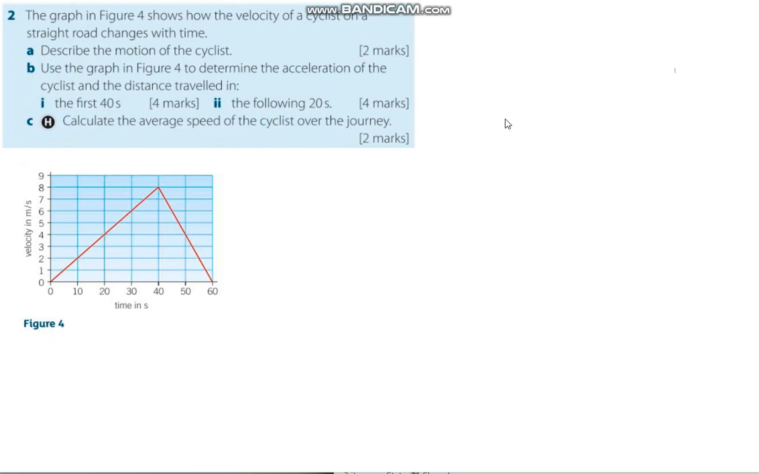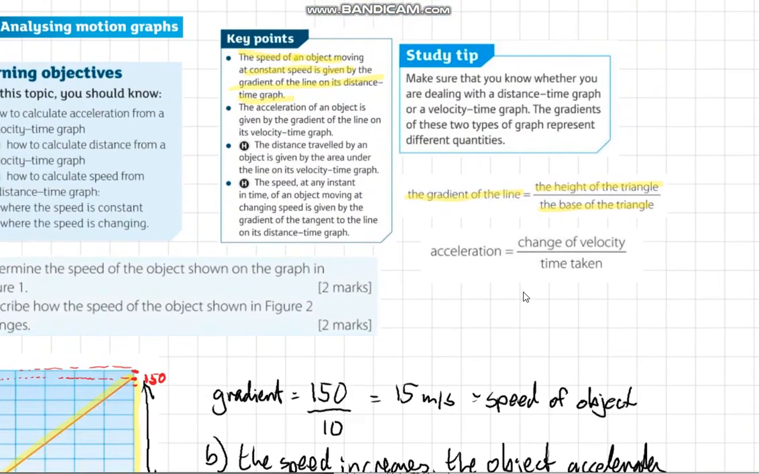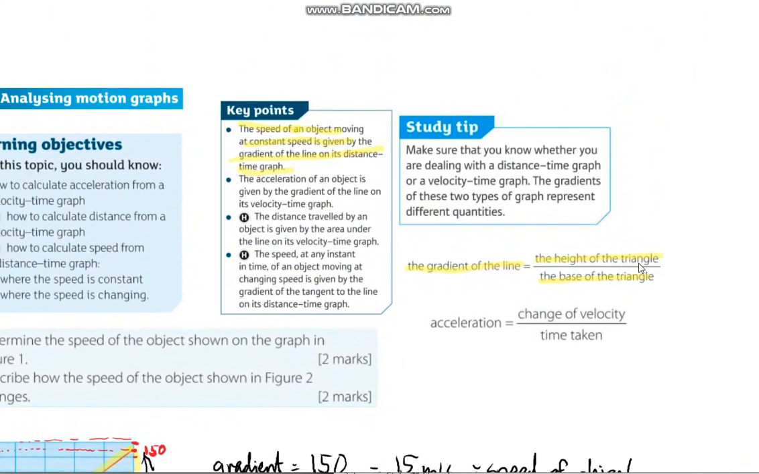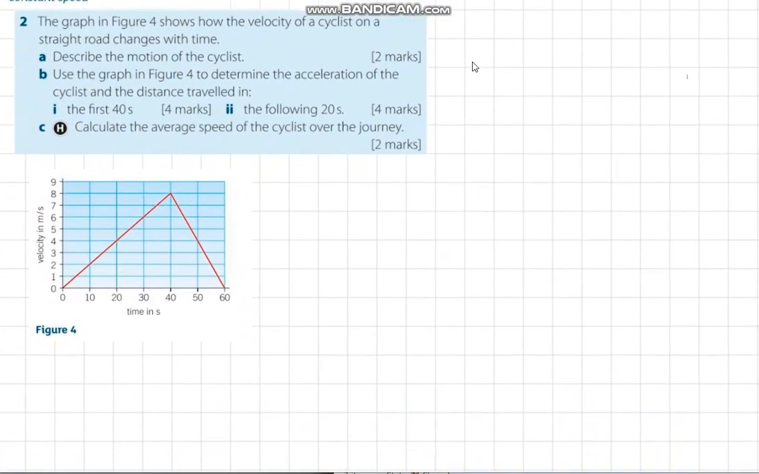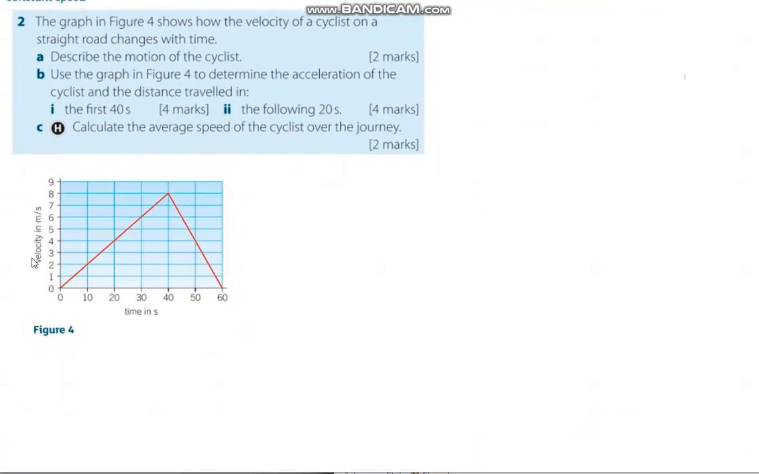So going back to our information at the start, the gradient of the line is the height of the triangle divided by the base of the triangle, and the acceleration of an object is given by the gradient of the line on its velocity time graph. Now this is a velocity time graph. We've got velocity in meters per second on the y-axis and time in seconds on the x-axis. So what we can see is for the first part of the graph where we've got a positive gradient, then that is showing a constant, or what we call a uniform acceleration.